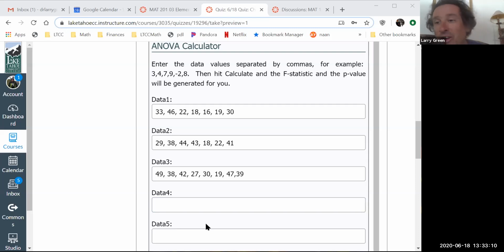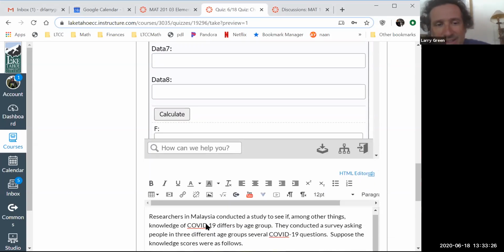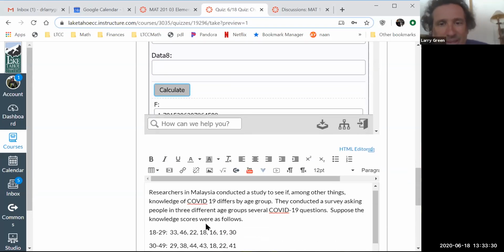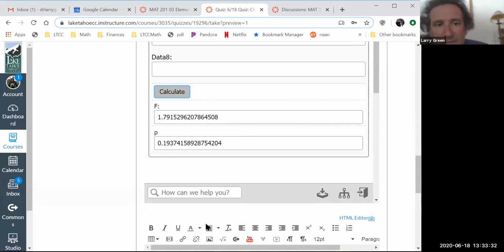So I just want to warn you, if you get into your upper division work, then you'll probably see spreadsheets, whether it's Excel or SPSS or SAS. There's a lot of different spreadsheet programs out there. But since we're in class, we're going to do it this way. I hit calculate. And there's my test statistic.